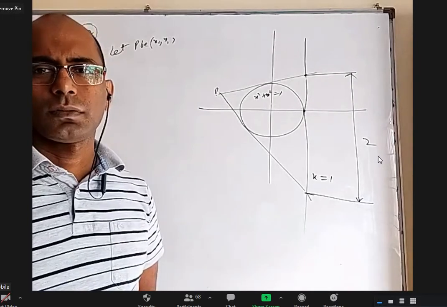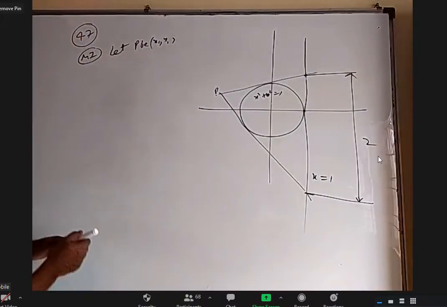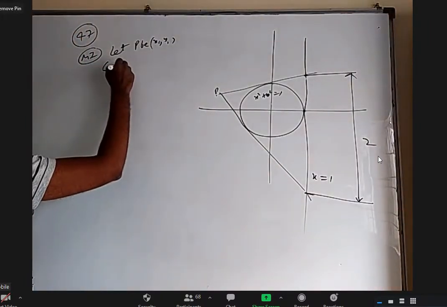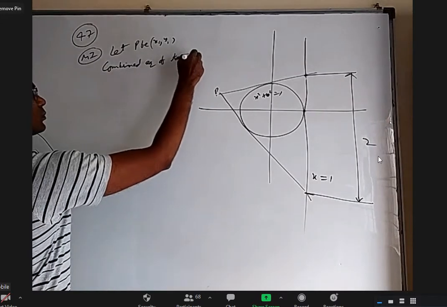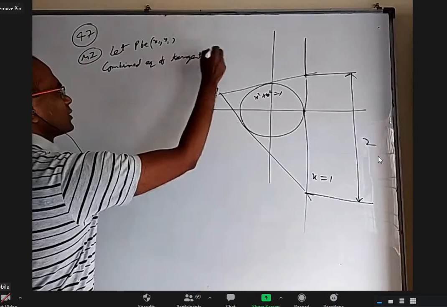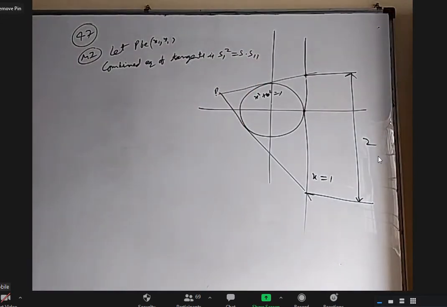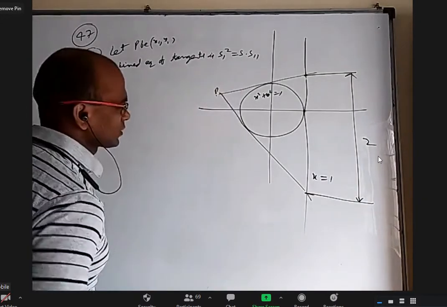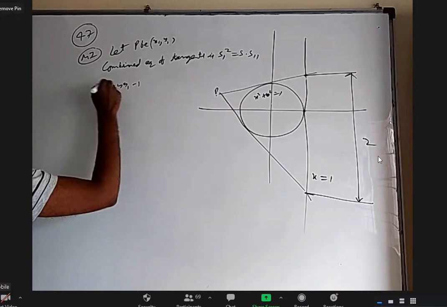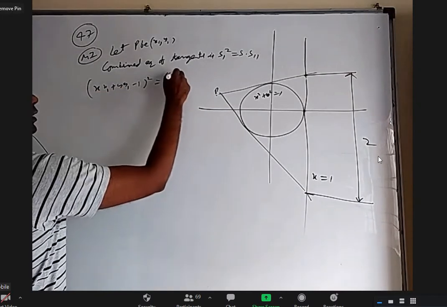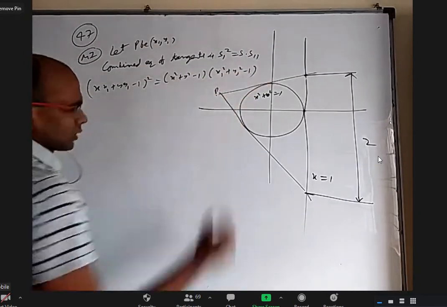S11 equals S1 square, S into S11 equals S1 square. Yes. The combined equation of tangents is S1 square equals S into S11. This is the combined equation of the tangents. So if we do that, we will get (x x1 plus y y1 minus 1) whole square equal to (x square plus y square minus 1) into (x1 square plus y1 square minus 1).